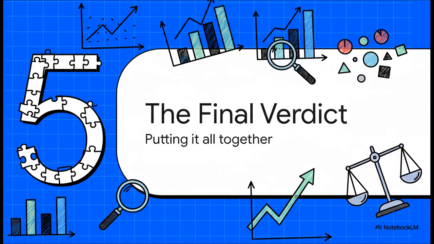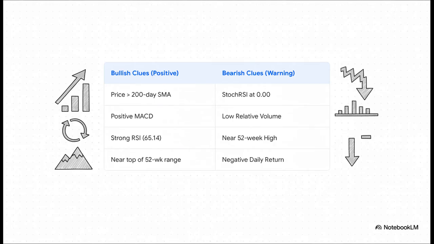And that brings us to our final act, putting it all together. It's time to take all the clues we've gathered, the good, the bad, and the kind of weird, and assemble them into one final verdict. So here's the case file laid bare. On the left, the bullish clues are powerful. The price is way above its long-term average. Momentum indicators like MACD and RSI are strong, and it's right near its 52-week high. But on the right, we've got our warning signs. Some short-term indicators are showing exhaustion, that volume is worryingly light, and the last trading day was actually negative.